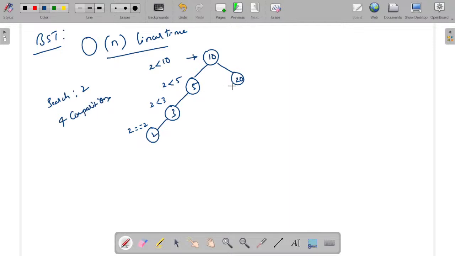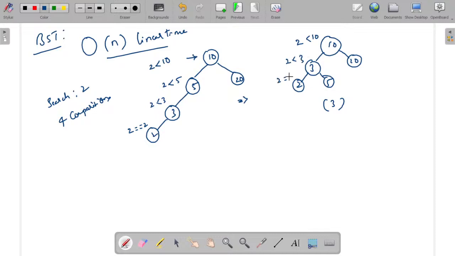So let us say we have converted this into an AVL tree now. After you convert this into an AVL tree, the tree structure is going to get changed into something like this. So here, the number of comparisons that we are going to take is only 3. First we'll compare 2 and 10, then the comparison is made between 2 and 3, and then between 2 and 2. So the number of comparisons that we have taken is only 3.